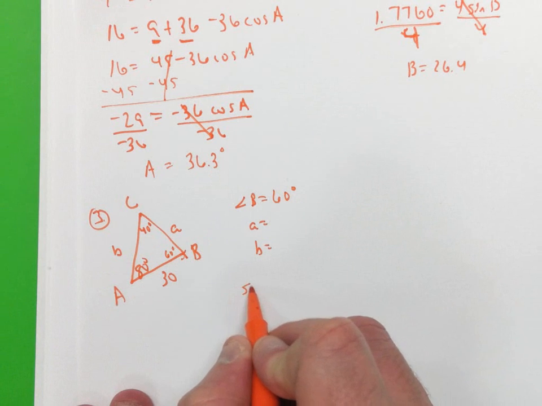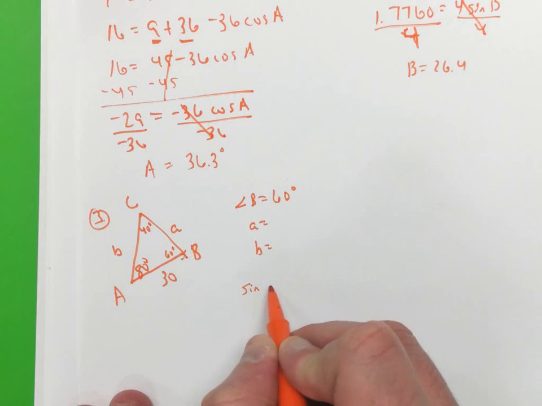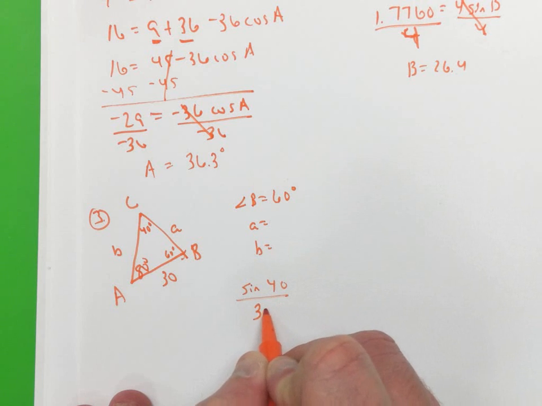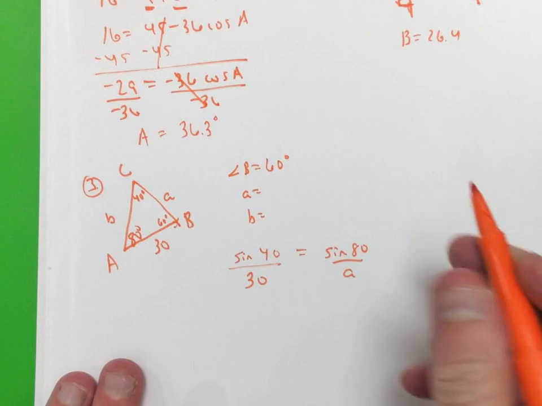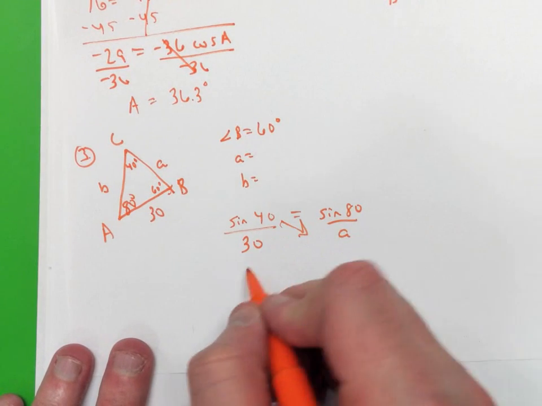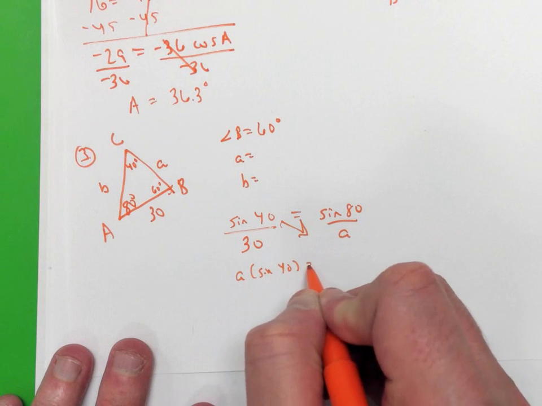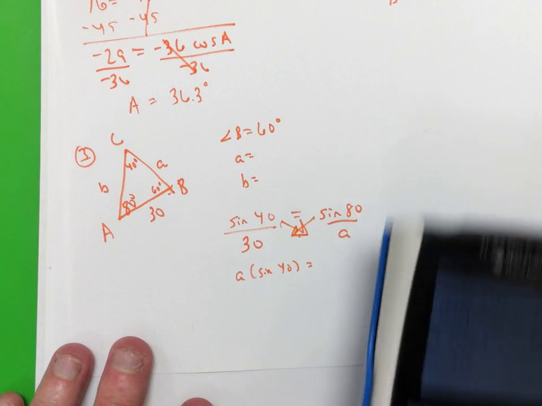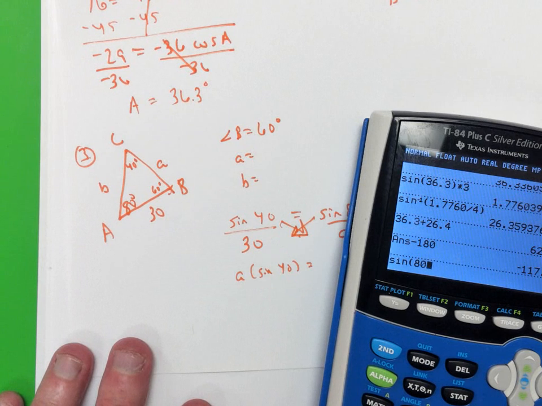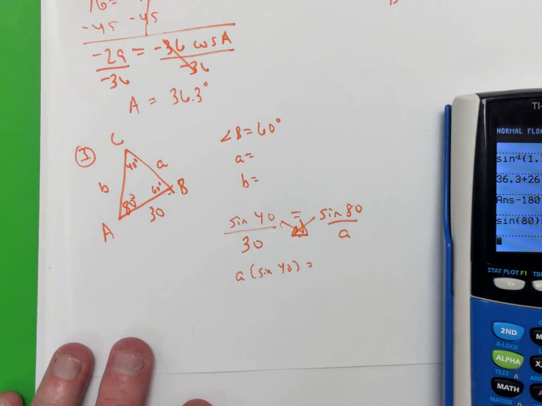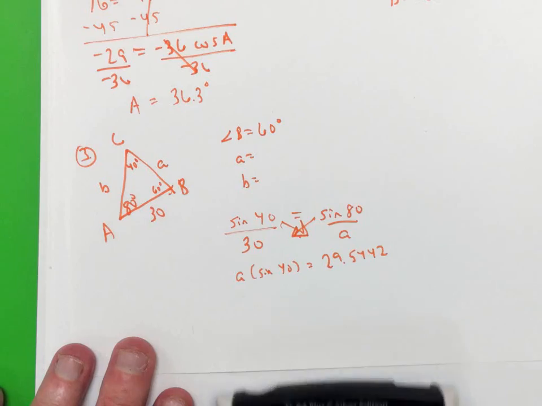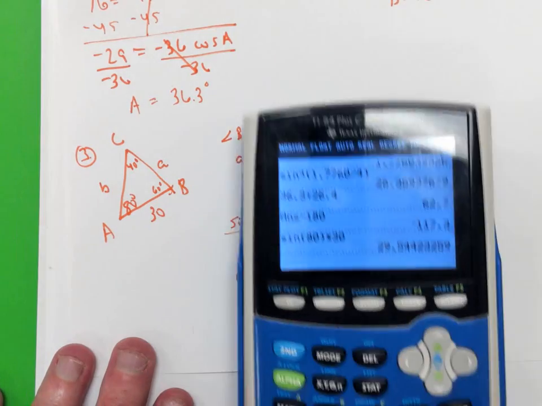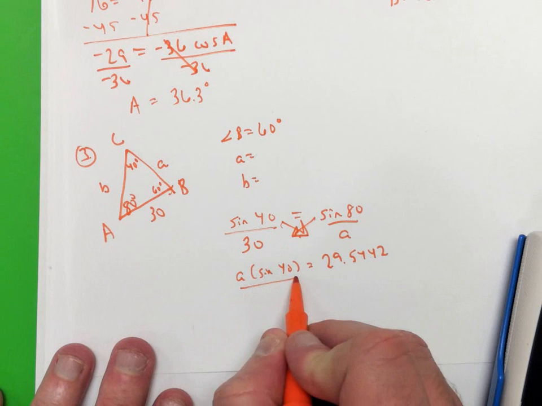All right, so now I'm gonna start with what I was given: sine of 40 over 30 equals sine of 80 over A. I'm gonna look for A right there. I'm gonna cross multiply. It gives me A times sine of 40 equals sine of 80 times 30. Let's talk about how you plug this in. Sine of 80 times 30, 29.5442. You see I got that right there. Okay. Now I'm going to divide both sides by sine of 40.